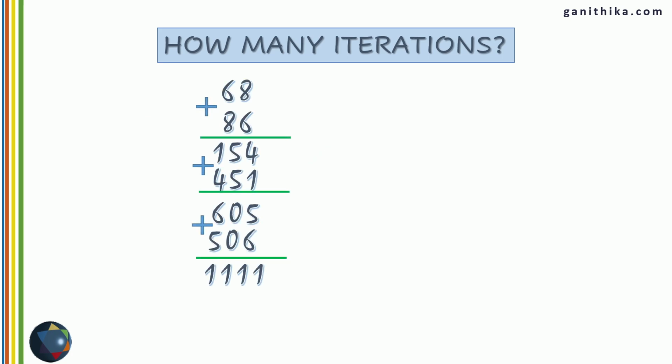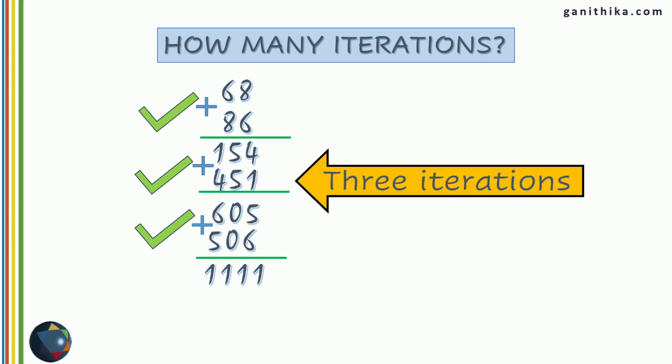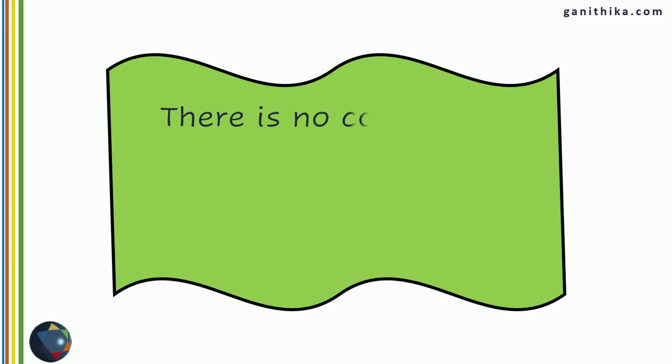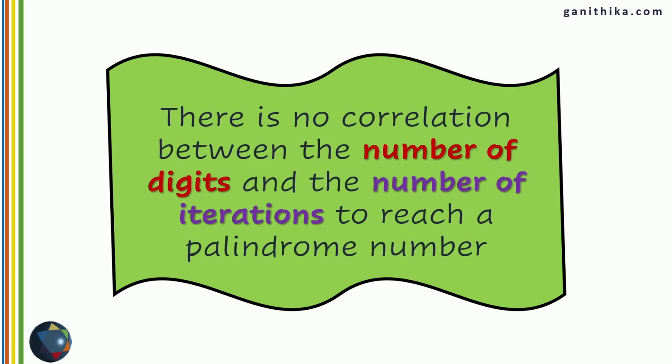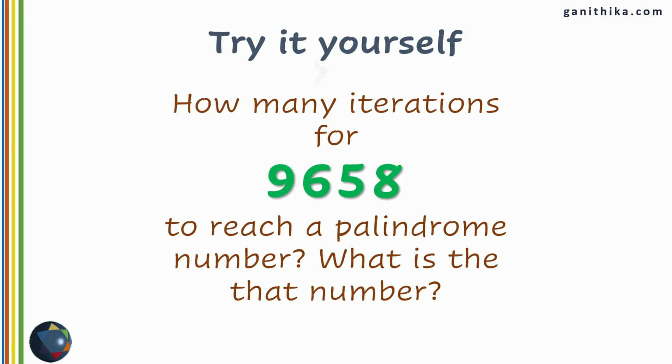Continue with the 2-digit number 68. It gave you 3 iterations. So the 3-digit number gave you 2 iterations. 2-digit numbers sometimes gave you 1 iteration. In this case, it is giving you 3 iterations. Is there any connection between the number of digits and the number of iterations? No, there doesn't seem to be any connection between them, but you can check this out with more numbers and more iterations. So there is no correlation between the number of digits and the number of iterations to reach a palindrome number.